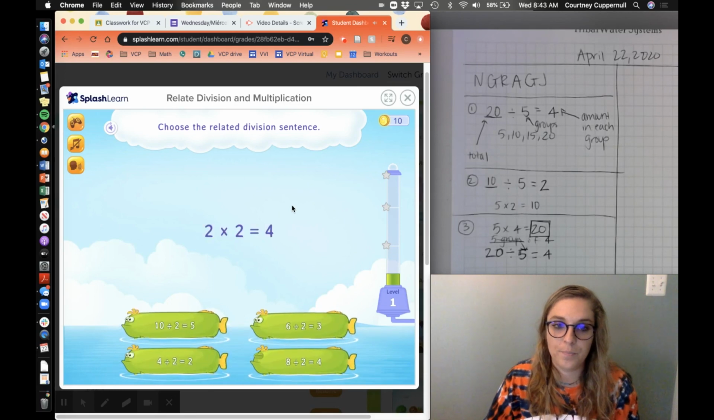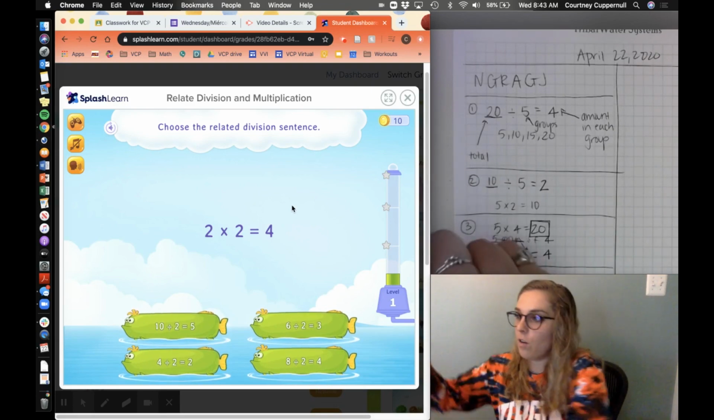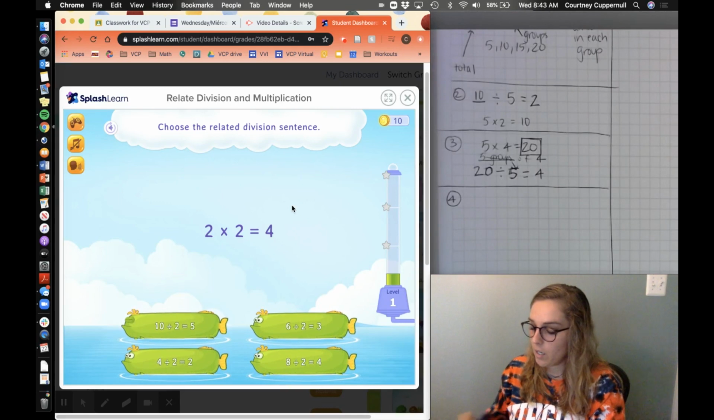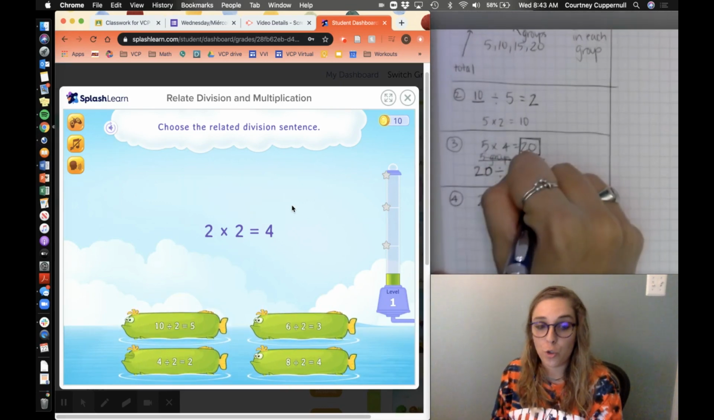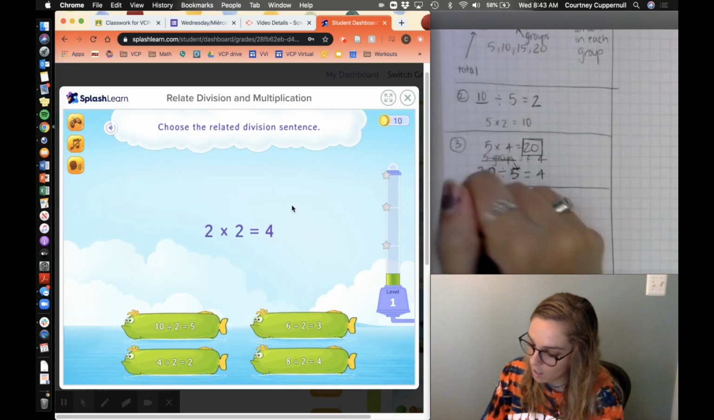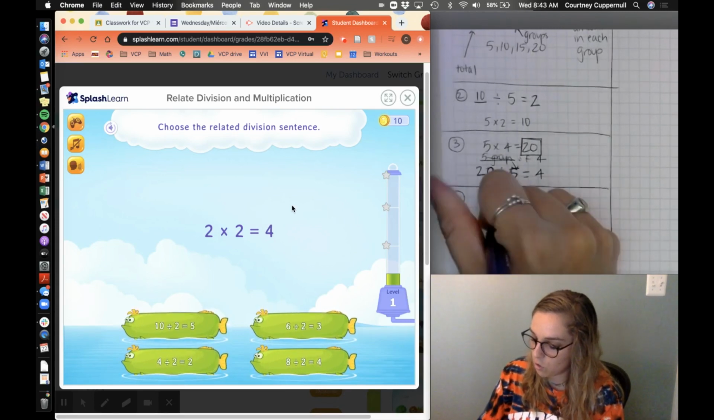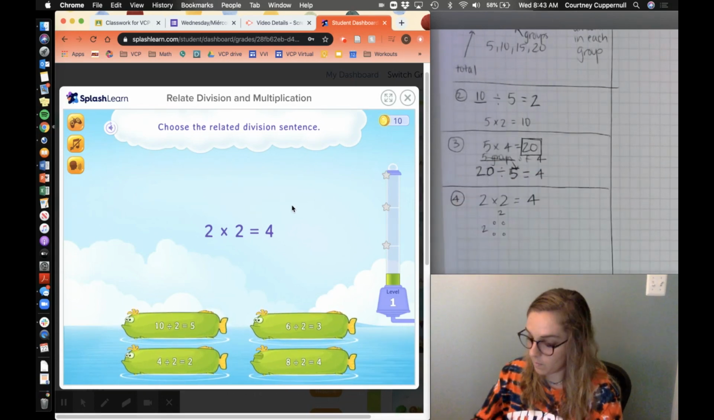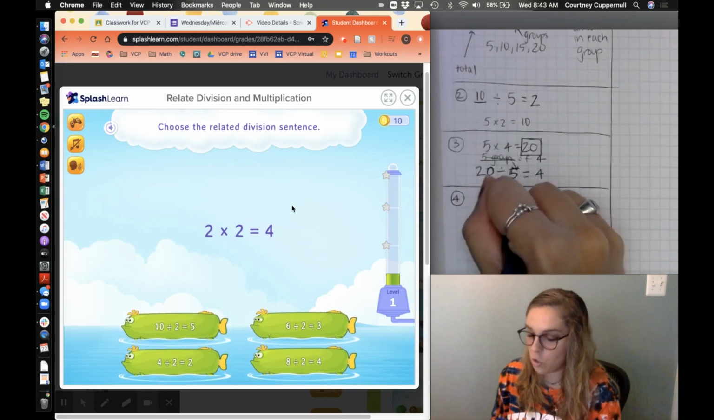Choose the related division sentence. So again, I'm going to show one more strategy on how to solve this before I let you rock and roll on your own. So this is 2 times 2 equals 4. This is saying there are 2 groups with 2 in each group. So I might even draw an array here. There's 1, 2 groups, my 2 rows with 2 in each group. I know this is a 2 by 2. Could even draw it like this if you wanted to.